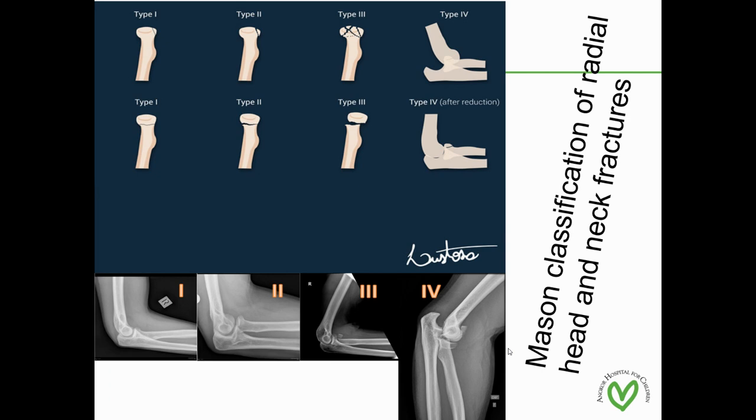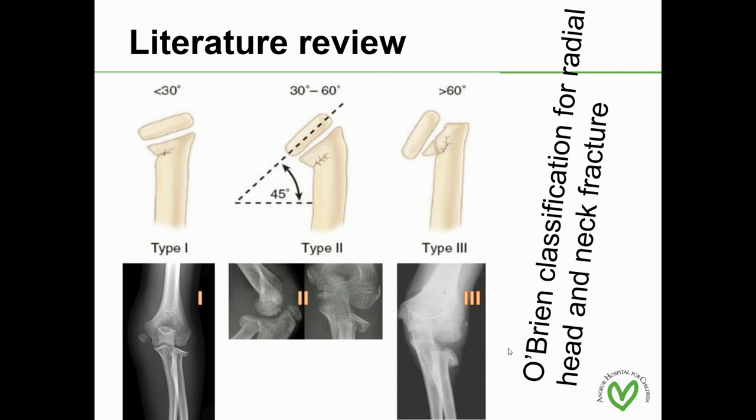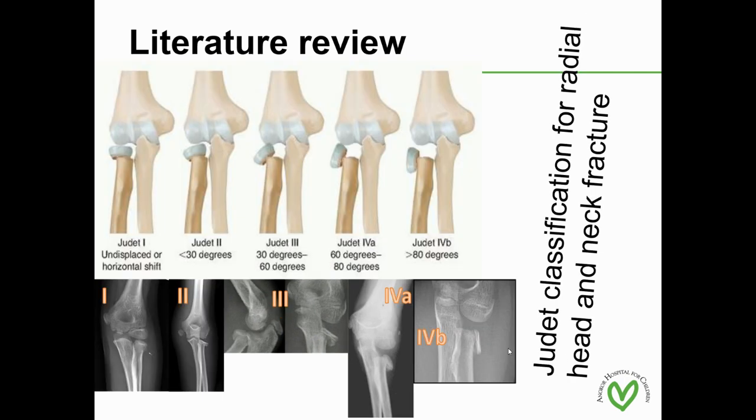This is the Mason classification for radial head and neck fracture, which was divided into four subtypes. The O'Brien classification for radial head and neck fracture was divided into three subtypes, according to the angle of the fracture. The Judet classification for radial head and neck fracture was divided into five subtypes, according to the degree of angle of fracture.